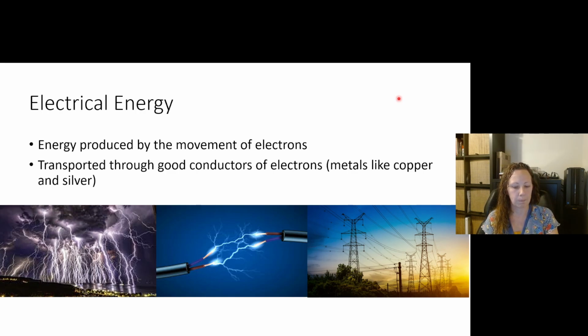Okay. In the book, they have electrical as a potential energy as well. I would most definitely argue with that and say that potential energy that goes towards electrical energy when it becomes kinetic is not stored as electrical energy. It's stored as chemical energy.